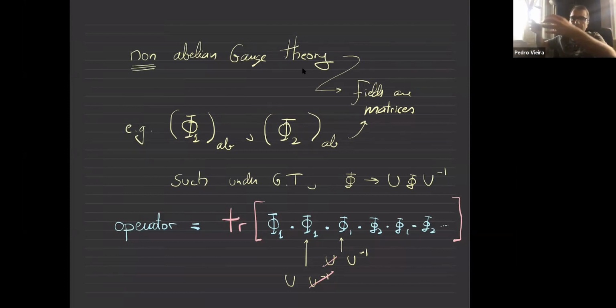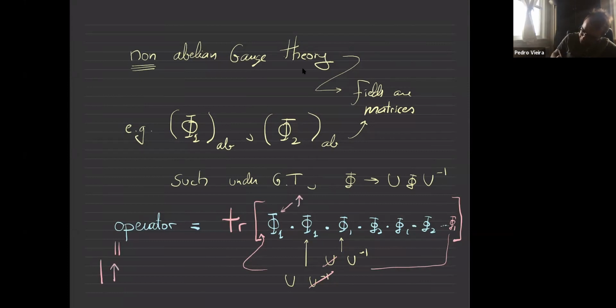So this trace is a cyclic object. It means I can rotate the fields. I can take this last field, phi, and bring it all the way to the beginning of the trace, right? The trace is cyclic. Trace of ABC, I can move C to the beginning. And so in this picture, if I think of field one as a spin up, I can say this operator is like up, up, up, then I think of this guy as down, down, then up, then down, etc. Then at the end, I have up.